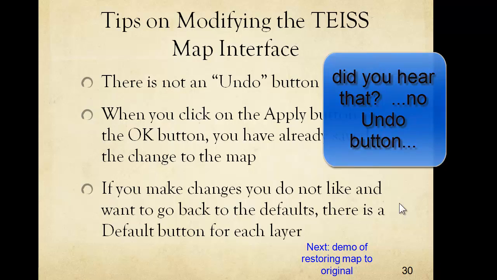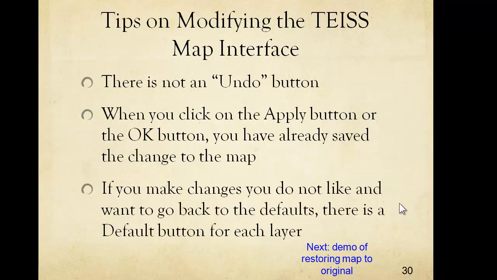So when you click on the Apply button or the OK button in the pop-up windows, you have already saved the changes to your map. So just be a little bit cautious when you make changes to your map. There is a default button for each layer in the pop-up windows, so if you make a change you don't like, you can go back to the defaults the map had when you opened it. And also, if you make a change and you cannot figure out how to go back, please let me know and I can work with you to fix it.